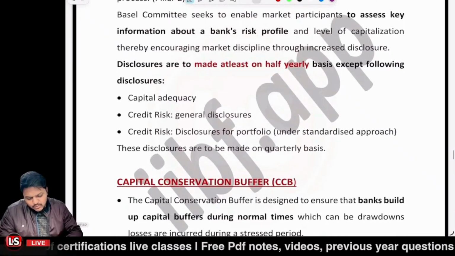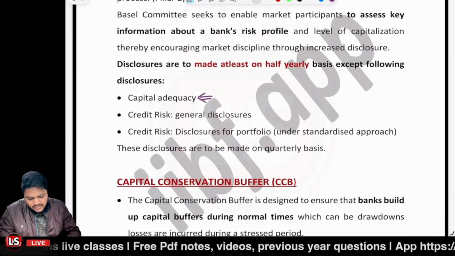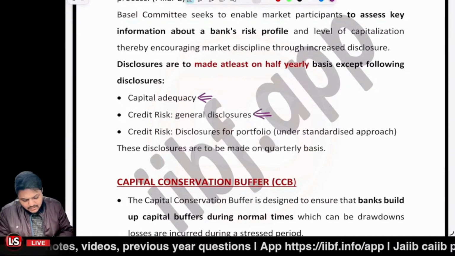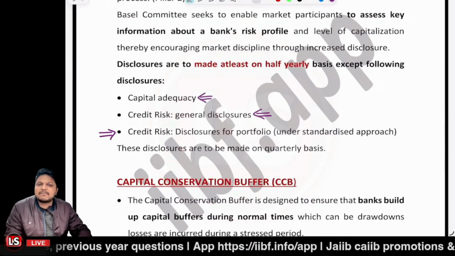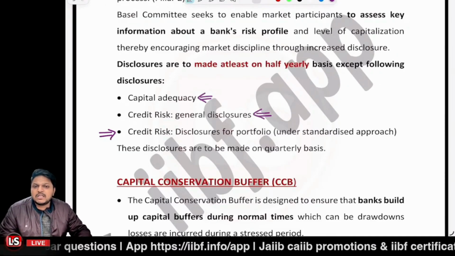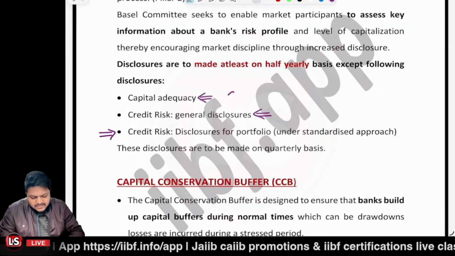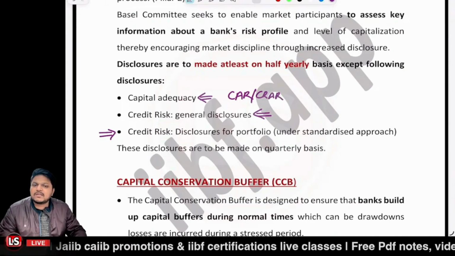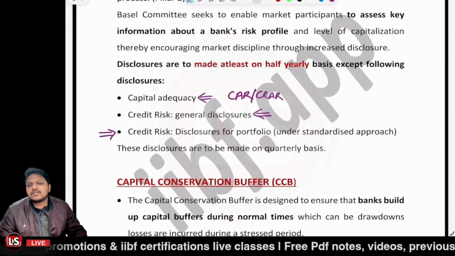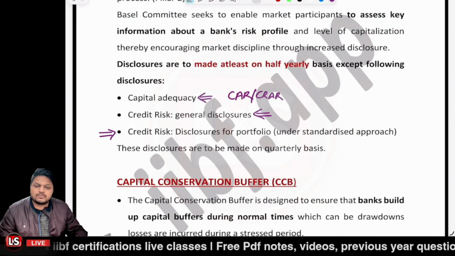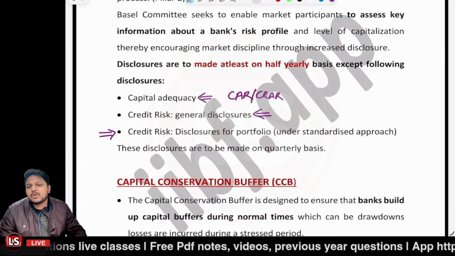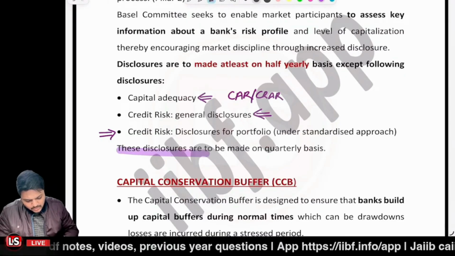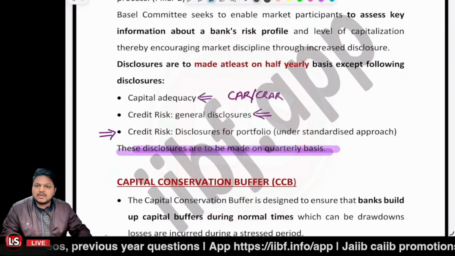One exception is related to capital adequacy, which is to be done on a quarterly basis; credit risk general disclosure, which is to be done on a quarterly basis; and credit risk disclosure related to the portfolios under the standardized approach, which is also to be done on a quarterly basis. So one is related to the CAR or CRAR value. Second is credit risk general disclosure, and the third is credit risk disclosure of the portfolio, right? So these are to be done on a quarterly basis, else all are to be done on a half yearly basis. Kindly make a note of it. You should know this. Is that clear to you?